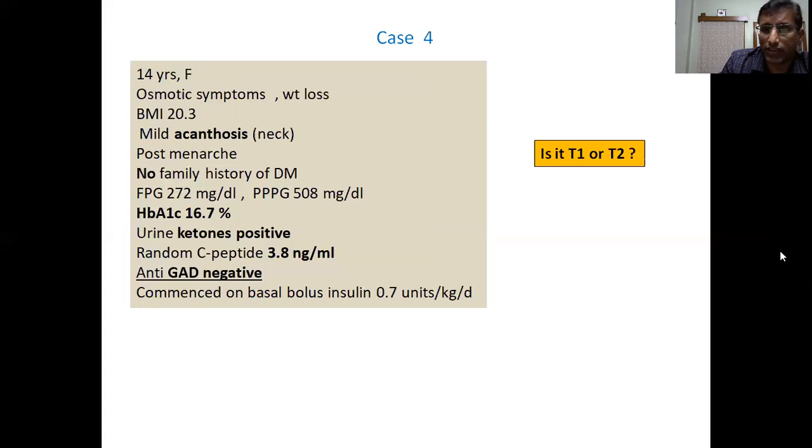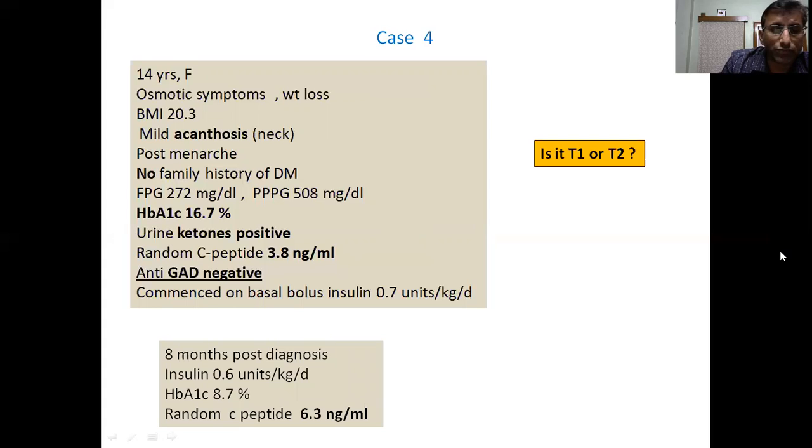So again, is she type 1 or type 2? What we did was we treated her with insulin. Down the line, 8 months later, the requirement was around 0.6 units per kilo per day. But again, when we repeated a random C-peptide, it was 6.3.